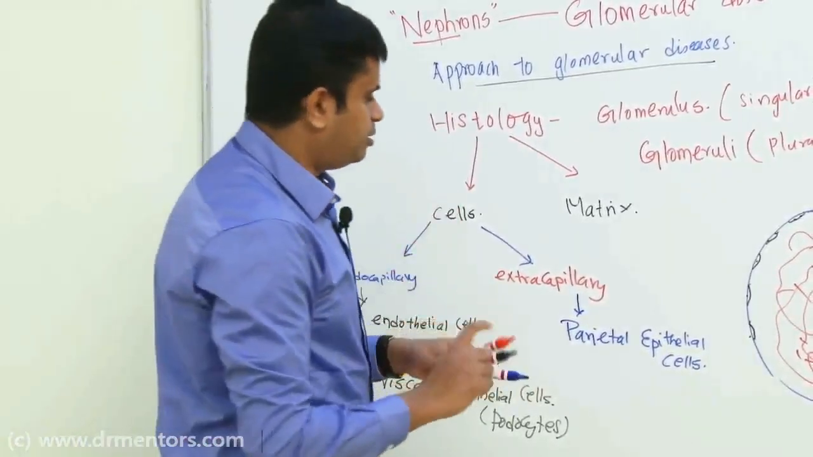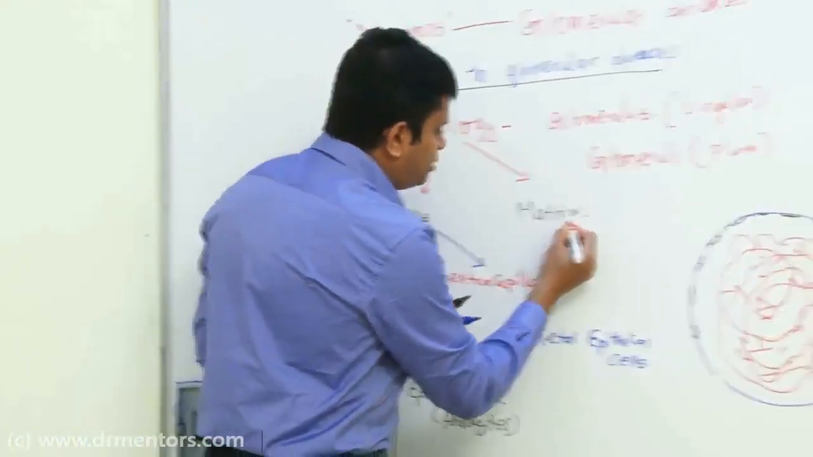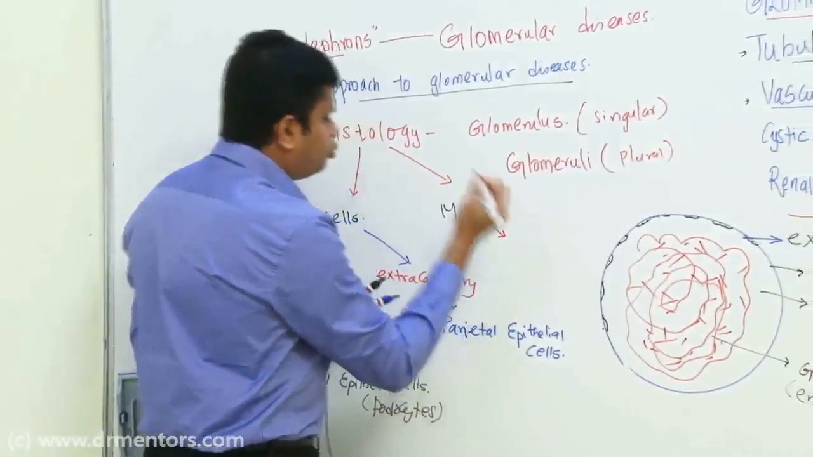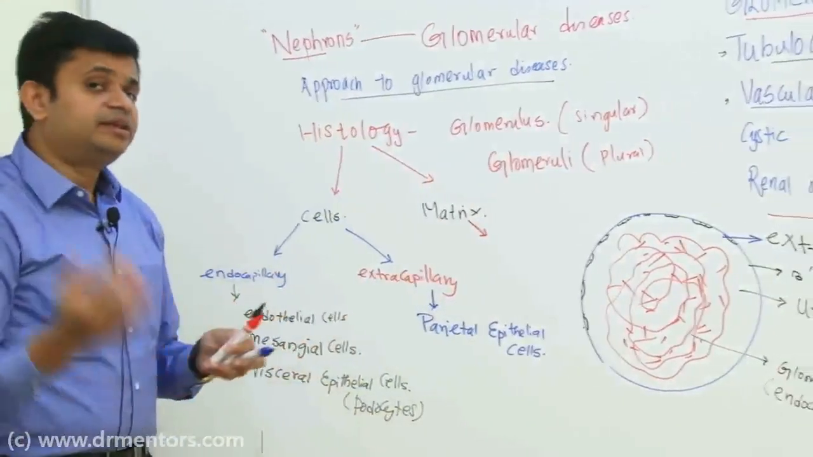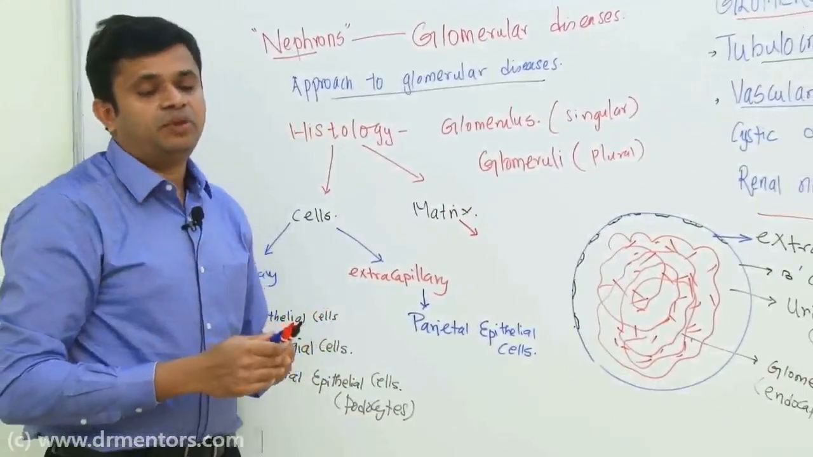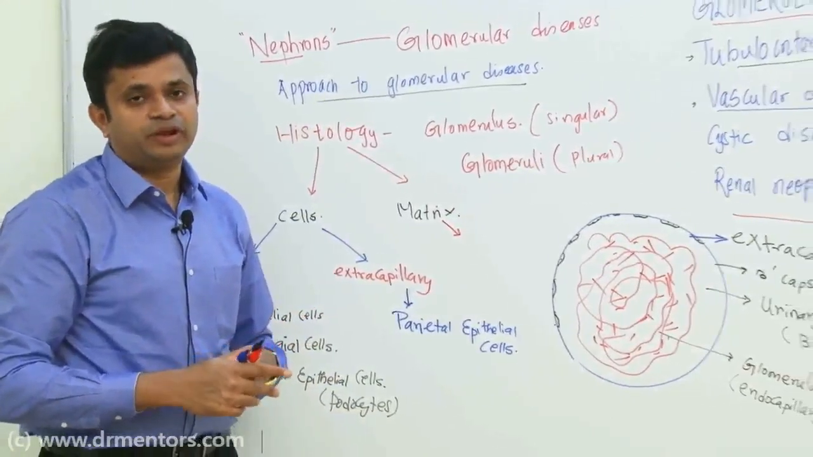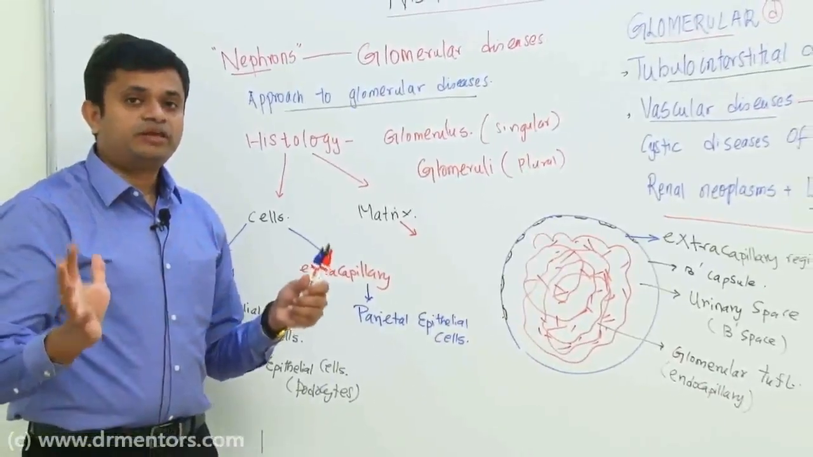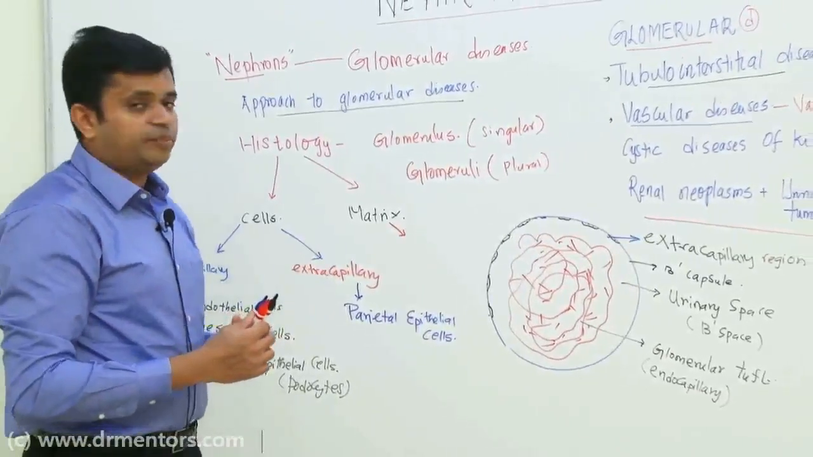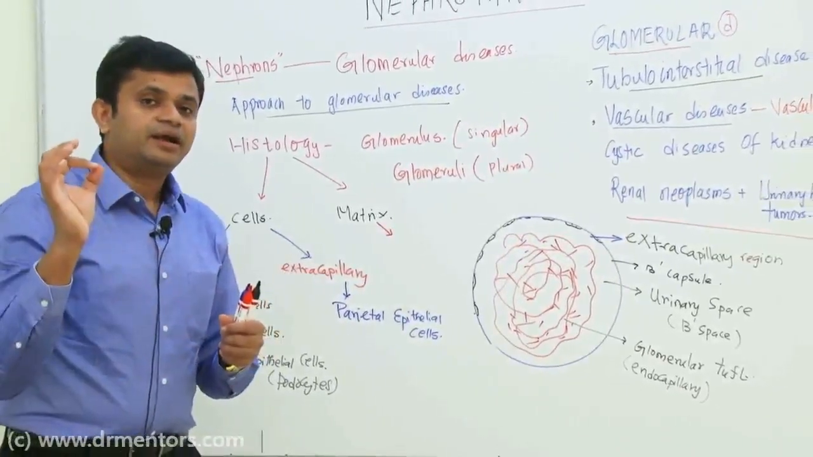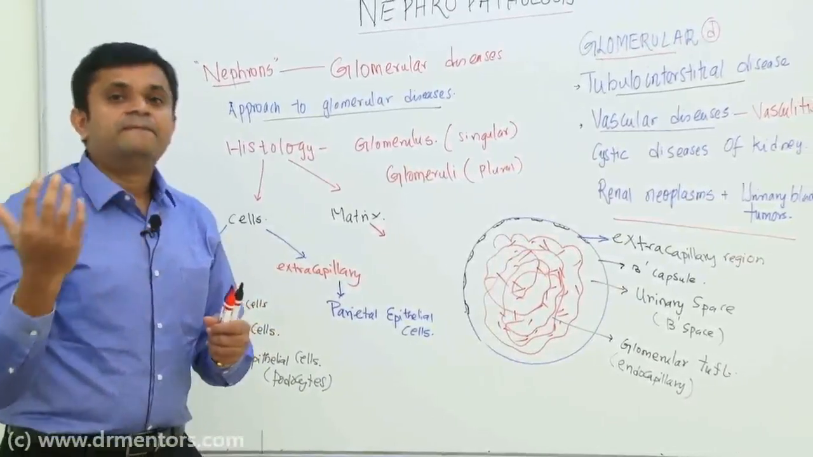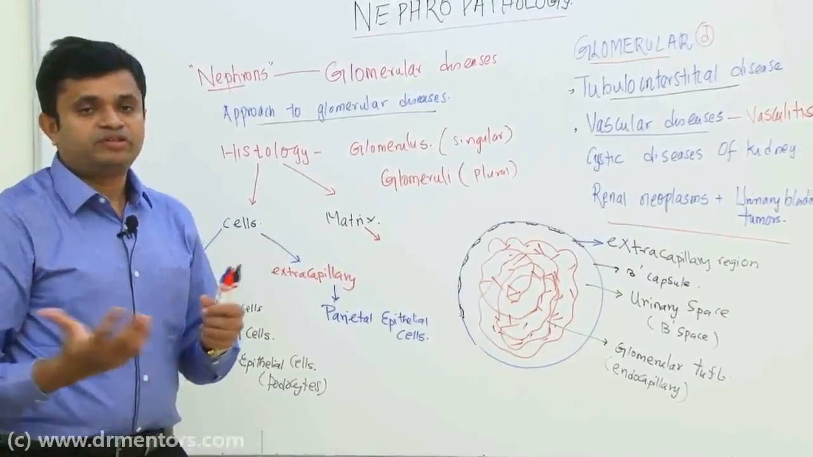Now what about the matrix? In the matrix, there are two types of matrix. Let's borrow an idea from general biology or general pathology. Any matrix in your body, we used to call it two types: basically interstitial matrix and basement membrane. So what is interstitial matrix?